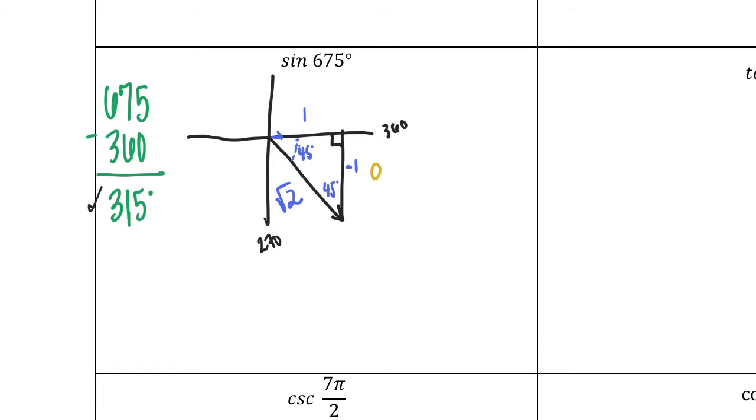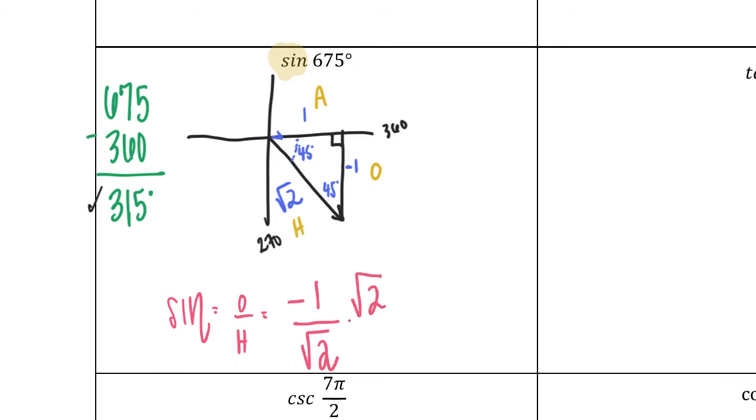Label your O, your adjacent, your hypotenuse. And now you can see that I've asked you to find the sine. Sine, of course, is the opposite over the hypotenuse. So fill in your opposite side over your hypotenuse, rationalize it out, and you get negative square root of 2 over 2.